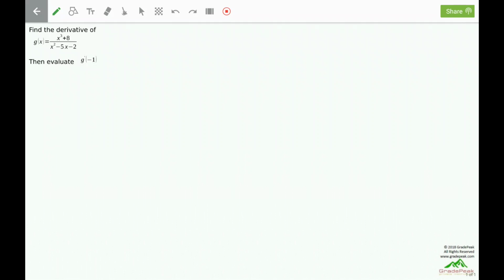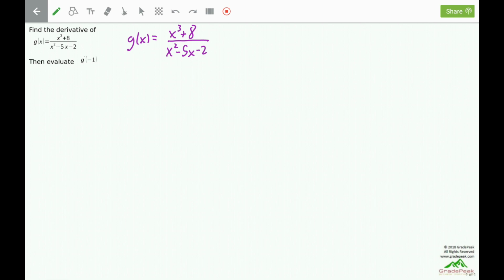Find the derivative of g of x equals x cubed plus 8 divided by x squared minus 5x minus 2. Then evaluate g prime of negative 1. G of x here is the quotient of two different expressions, x cubed plus 8 over x squared minus 5x minus 2.